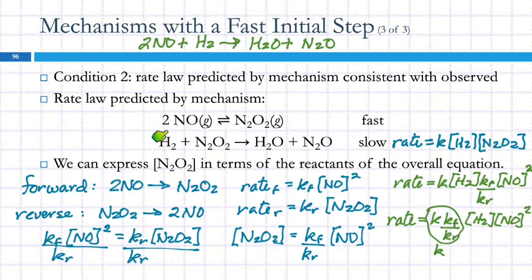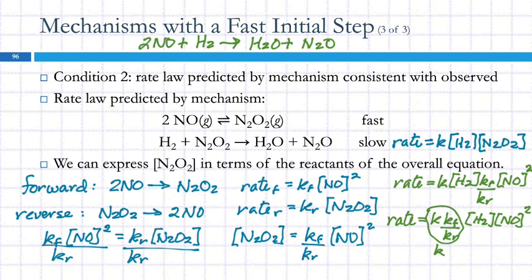So we can look at this first fast step and say, well, there's a very good chance that it's at equilibrium. At equilibrium, forward rate equals reverse rate. So we can take the rate laws we get from the forward reaction and the reverse reaction. The rates are equal at equilibrium, so we can set them equal to each other and express N2O2 in terms of NO instead. And then we substitute this in up here. It looks like some math voodoo, but it's not.